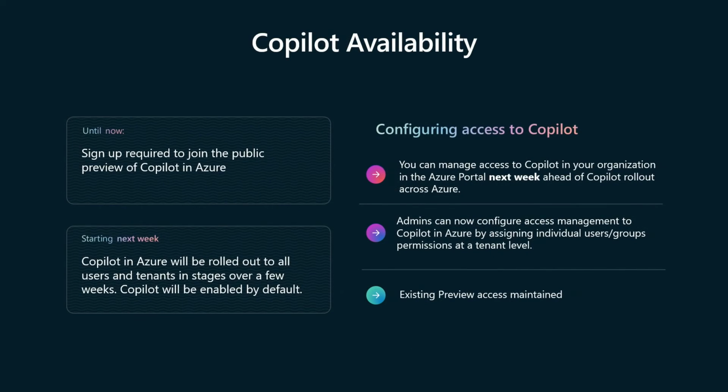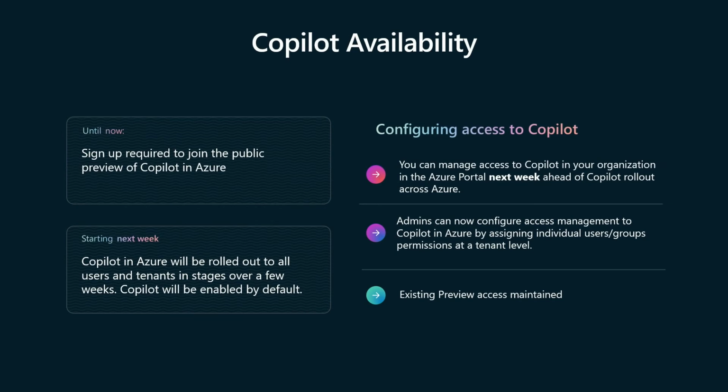So finishing up and talking about availability. Starting next week, we're going to start rolling this out more broadly across all of Azure. And so you'll start seeing the Copilot button light up if you don't have that available to you. If you want to configure access to that, we're introducing a management surface in the portal to allow you to configure and manage access to Copilot for your organization.